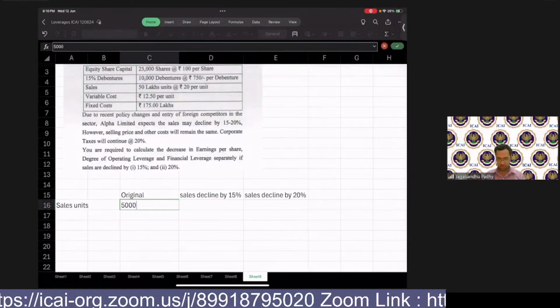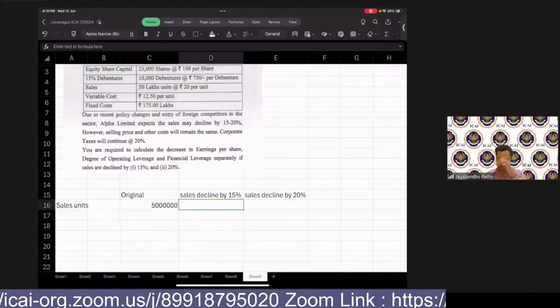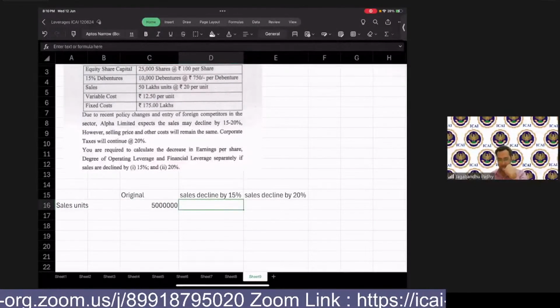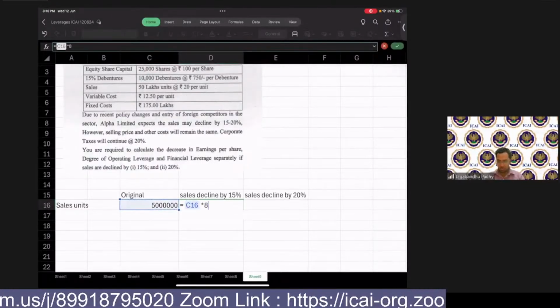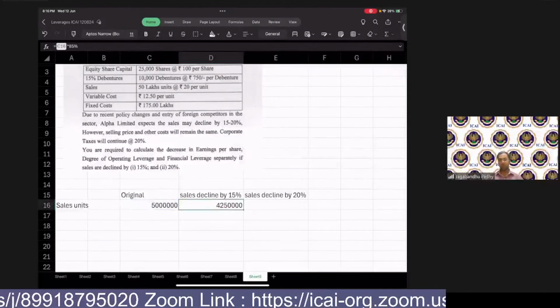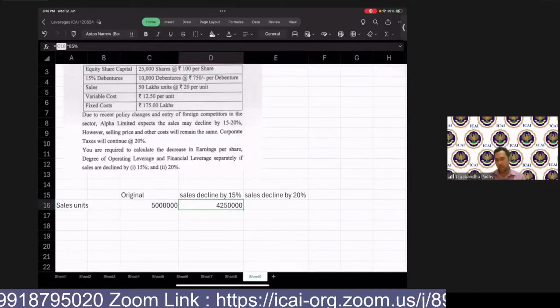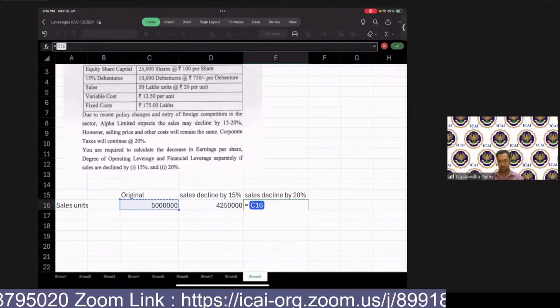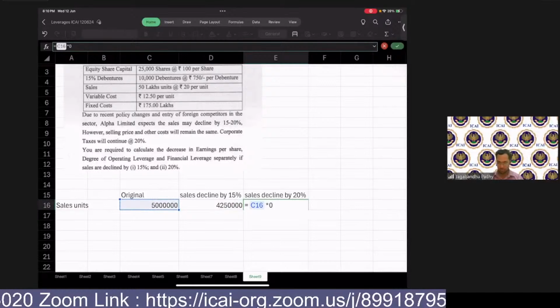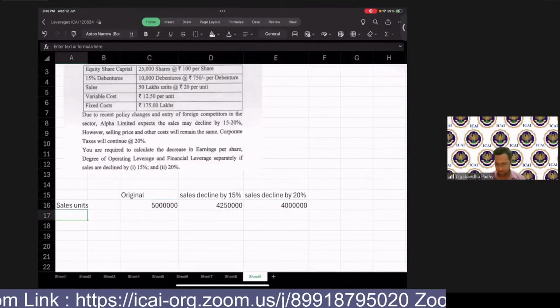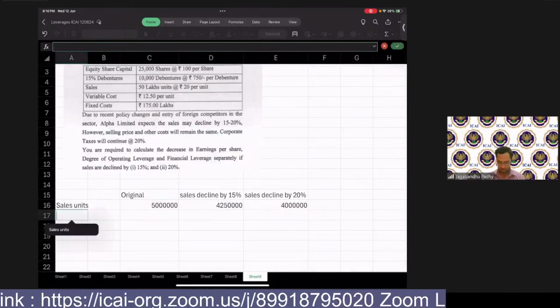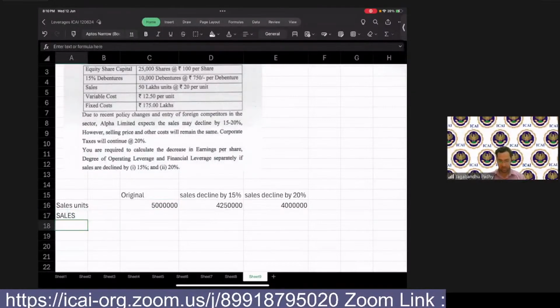Originally it is 3 lakh. Sales declining by 15%, so it means 3 lakh into 85%, which is 52 lakh 50,000 will be the sales. And sales declining by 20%, and that's it. Then from this we're going to arrive at the sales.